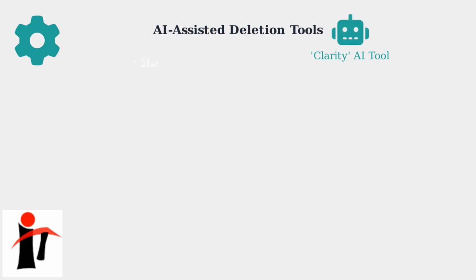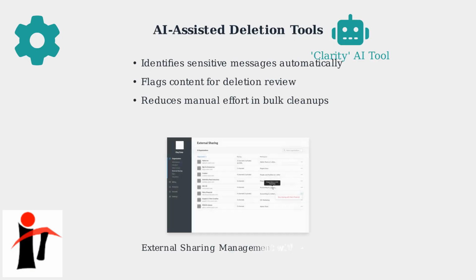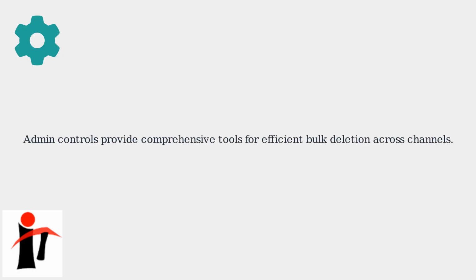Slack has integrated AI-assisted tools like Clarity AI to help identify sensitive messages for deletion. This AI analyzes message content to flag potentially sensitive information, making the bulk deletion process more efficient and reducing the manual workload for administrators. These admin controls provide workspace owners and administrators with comprehensive tools for efficiently managing and deleting messages across multiple channels, enhanced by AI assistance for better accuracy and speed.